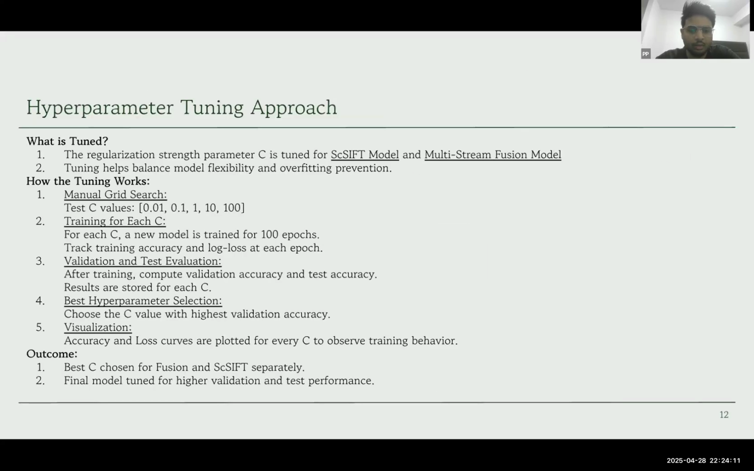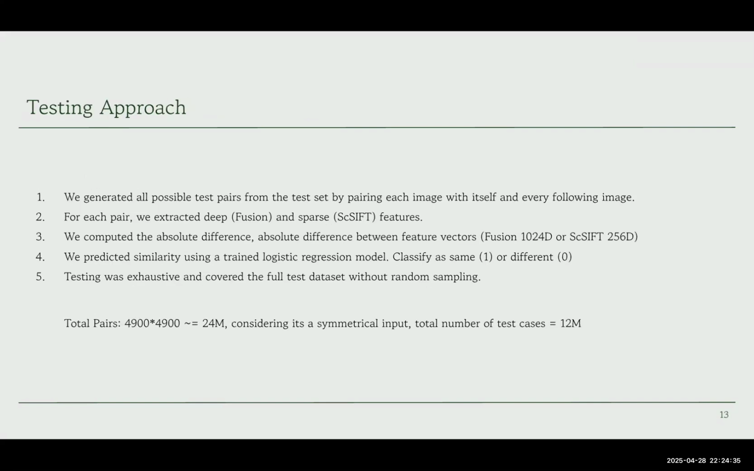Coming to the hyperparameter tuning, we did a manual grid search and then trained each C value for 100 epochs. After training, the result was stored for each C value, and we later chose the best C value with the highest validation accuracy to visualize and plot. The best C for fusion and ScSIFT was chosen separately, and the final model was tuned for higher validation and test performance. The next slides will be explained by Varsha.